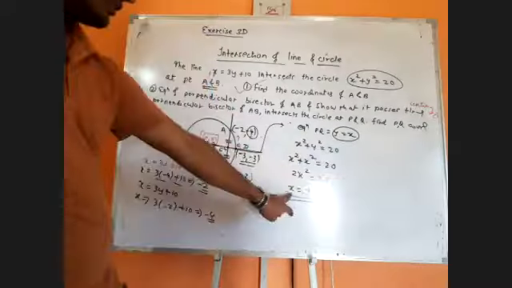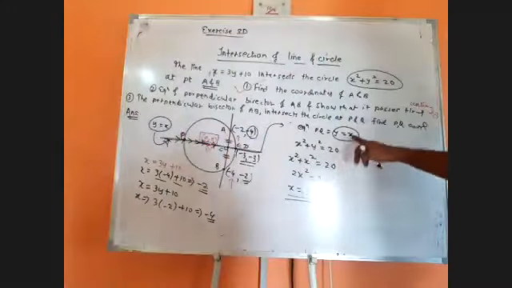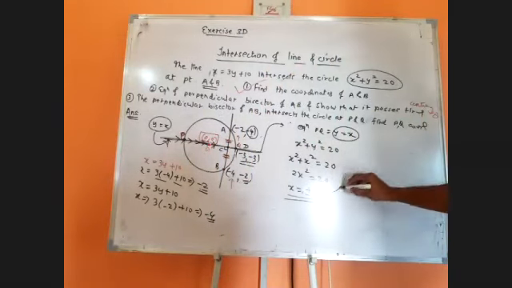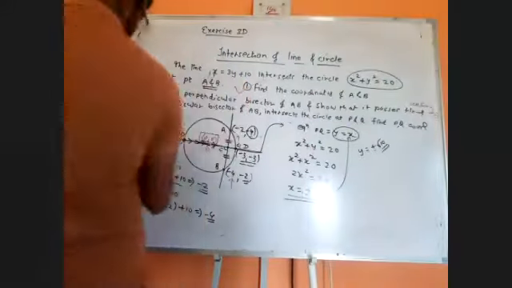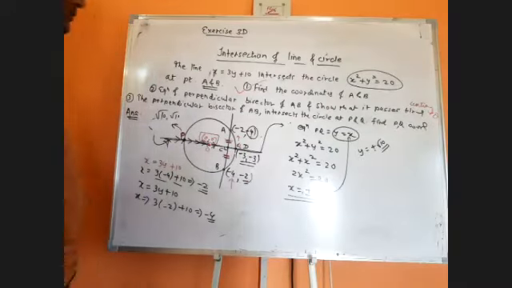I substitute x to get the y coordinates. If I substitute x as this, I'll get y also as plus minus root 10. So your points are root 10 comma root 10 and minus root 10 comma minus root 10. Hopefully understood.